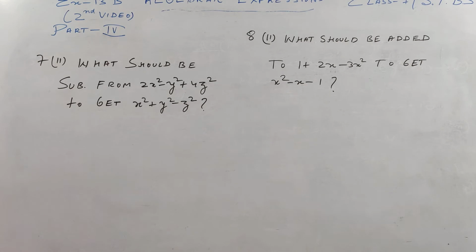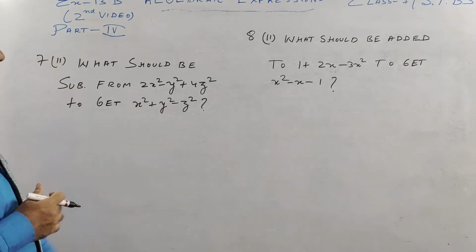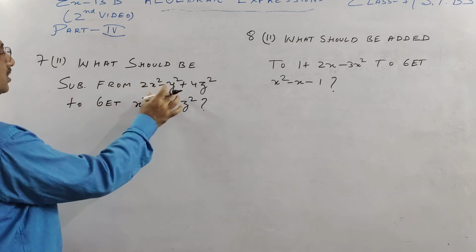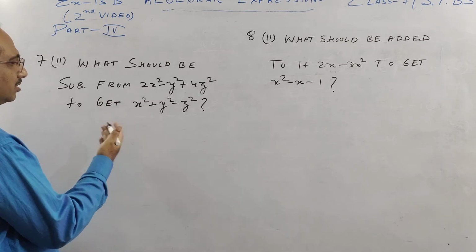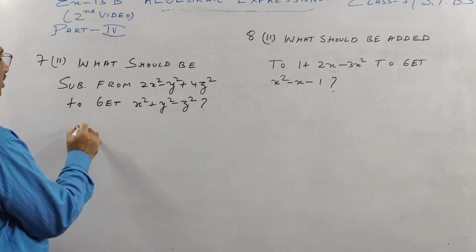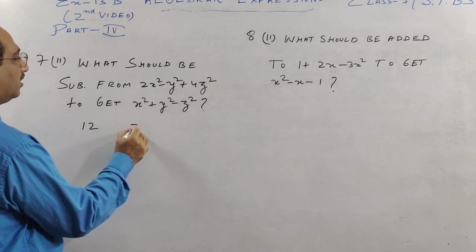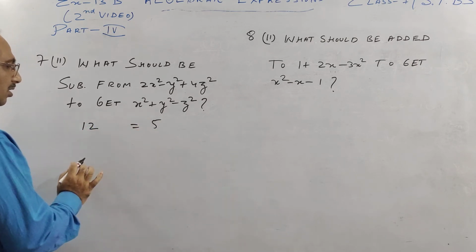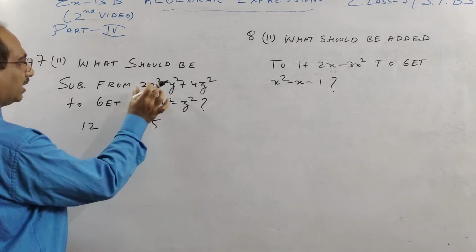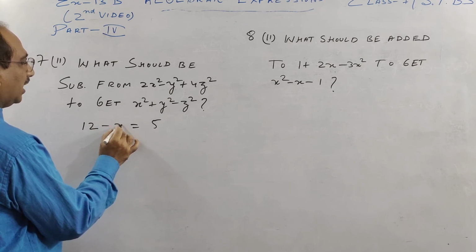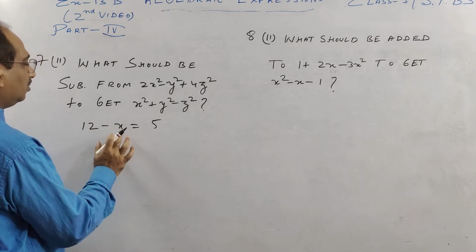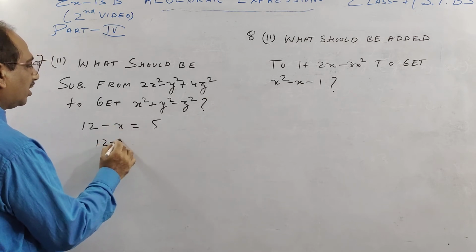So we move on to our final two questions of this part of our lesson, that is 7 part 2 and 8 part 2. What should be subtracted from this to get this? So you can take an analogy. Analogy means something very simple. What should be subtracted from suppose 12 to get suppose 5? Let it be x. So x will go there, so 5 will come here. So it will be 12 minus 5.